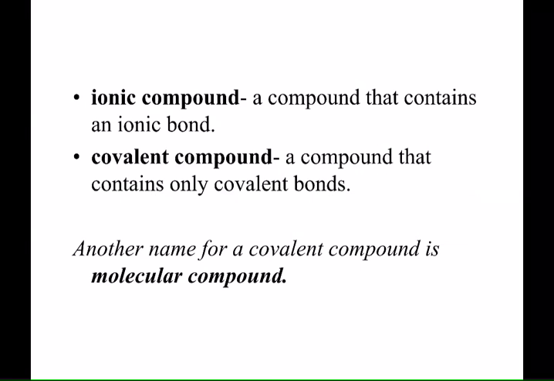Now this next slide says something else that you can add to your tally. Remember, we're keeping a running list of molecular compounds and ionic compounds. Now what you can add is that for ionic compounds, it has to have at least one ionic bond in the compound.